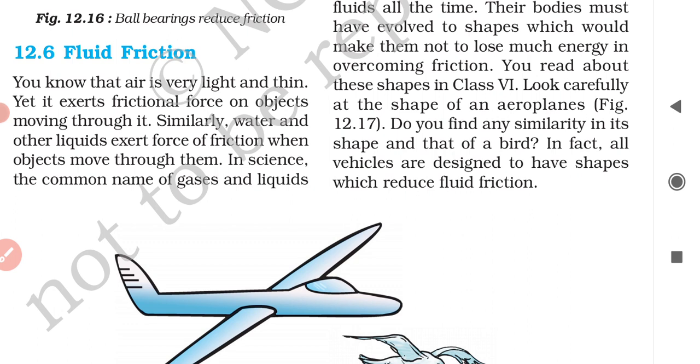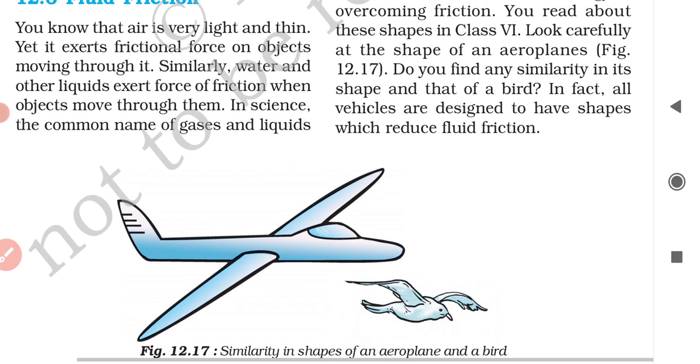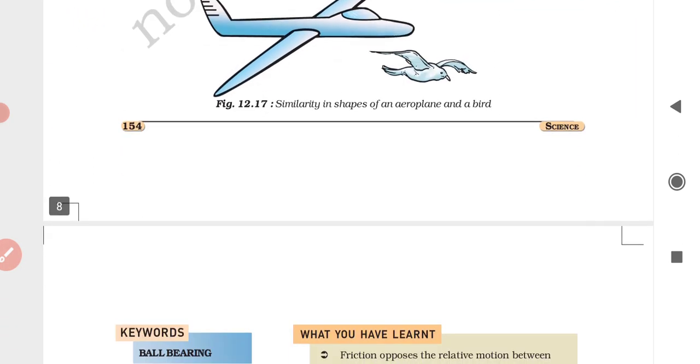In fact, all vehicles are designed to have shapes which reduce fluid friction. All the vehicles which you observe in your daily life are designed so as to reduce the fluid friction, because they generally move in fluids. Clear? So this completes your chapter.